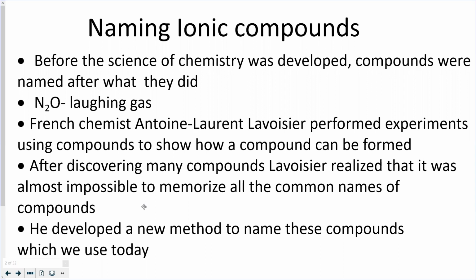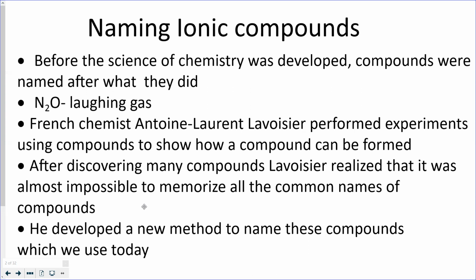So before the science of chemistry was developed, how they would name compounds was based off of their properties or what they did. So for example, N2O would make people laugh whenever they breathed it in, so it was referred to as laughing gas. There might be a gas that would make you fall asleep, so it might be considered sleeping gas, things like that.